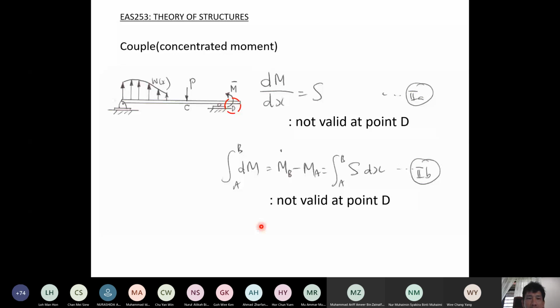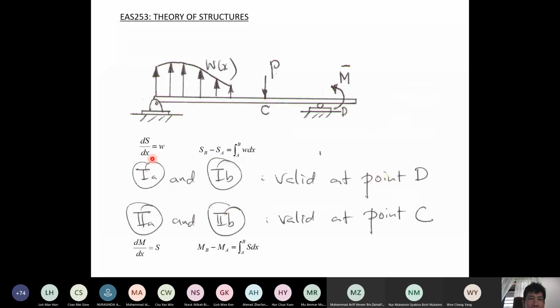But the equations relating W and shear are valid at point D, where the concentrated moment is acting. Similarly, the set of equations relating bending moment and shear is valid at point C.